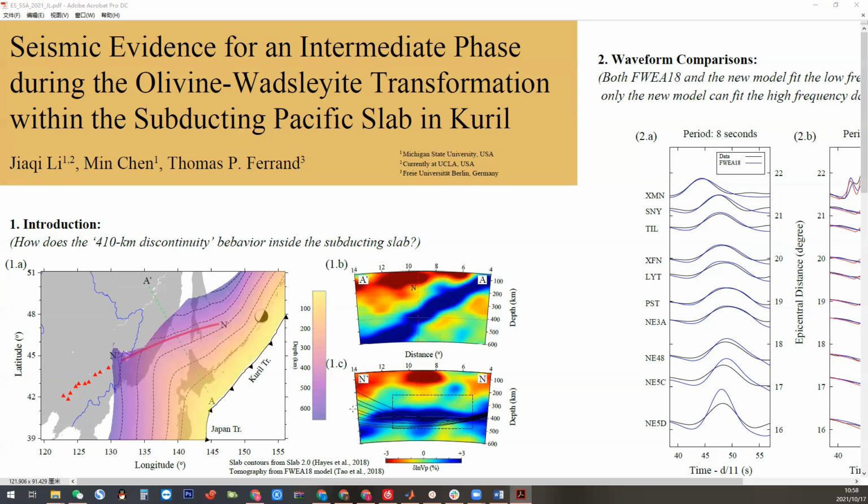We note that the tomography results in these two figures are from one of the most recent full waveform inversion models, FWEA18. And we just use this tomography model to calculate its corresponding synthetic waveforms, the blue ones, and compare that with the real data at 8 seconds. I think that the waveform comparison is roughly pretty good.